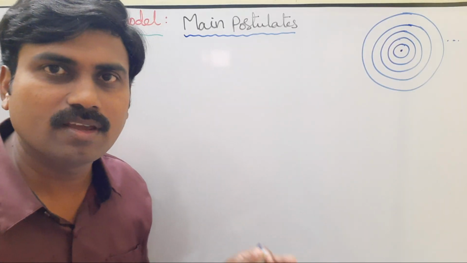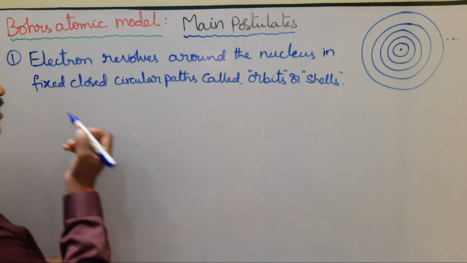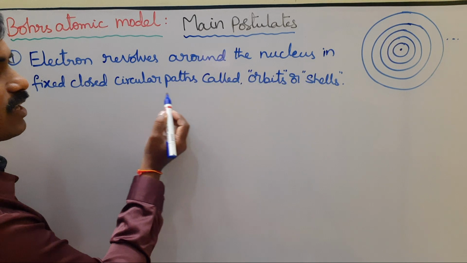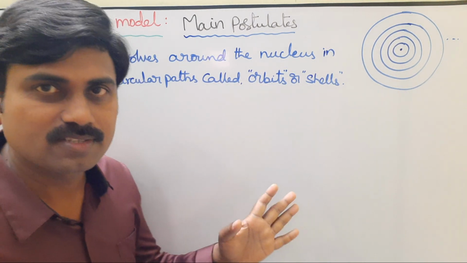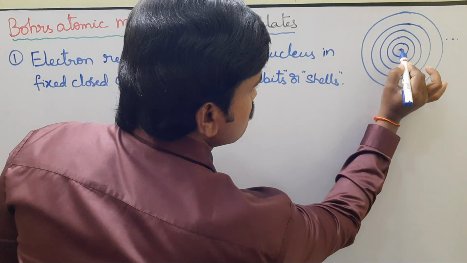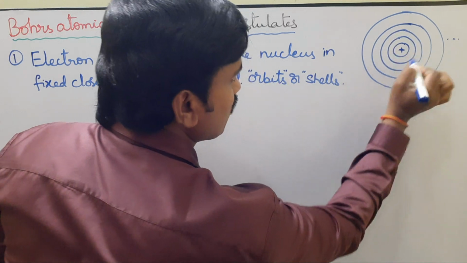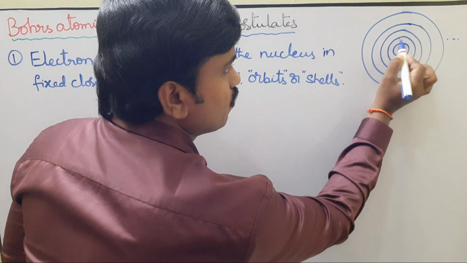According to Bohr's theory, look at the first point. Electrons revolve around the nucleus in fixed closed circular paths. These paths are called orbits or shells. See here, this is the nucleus. The nucleus has positive charge. Around the nucleus, these are called shells. Electrons revolve around the nucleus.